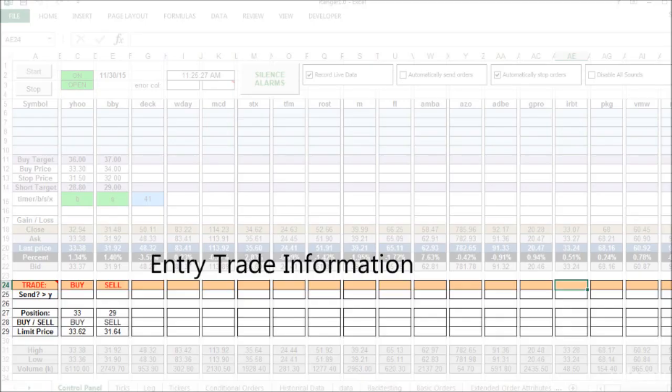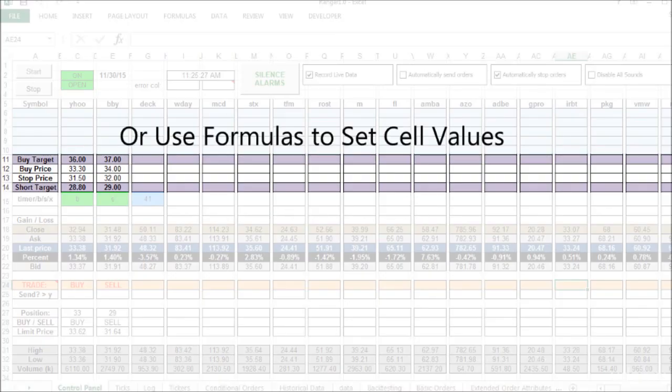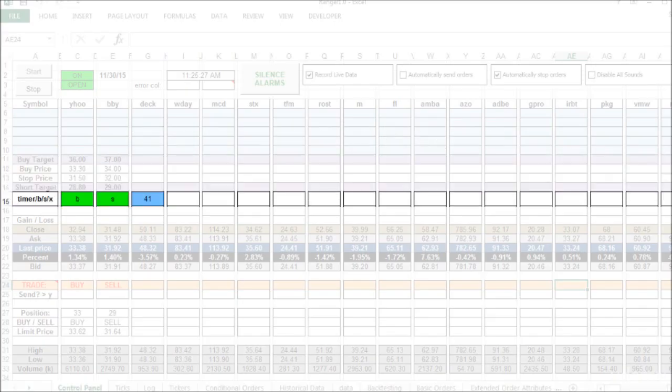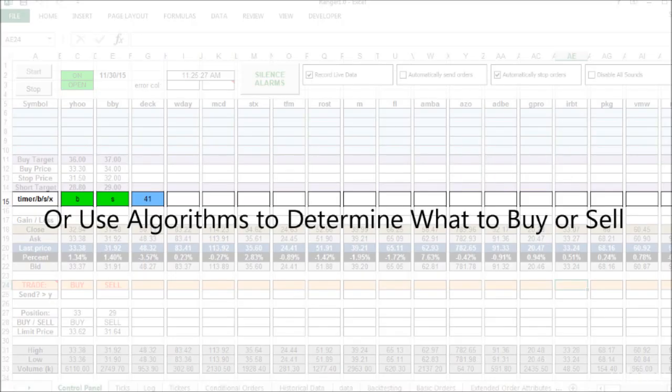So if we look at our trading range again, these are the numbers the system will look at when it decides to send an order, to take profits, or to stop out. Now these numbers can be entered manually, or you can use formulas or algorithms to set these cell values. The same is true for our control cell. We can tell the system what to trade manually by just entering a B or an S, or we can build an algorithm or a function that puts a B or an S in this cell.